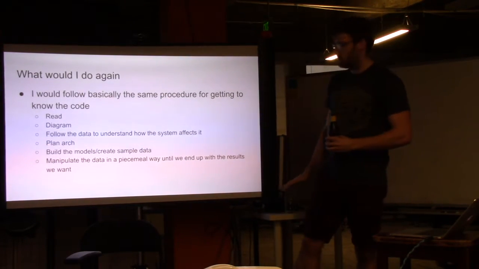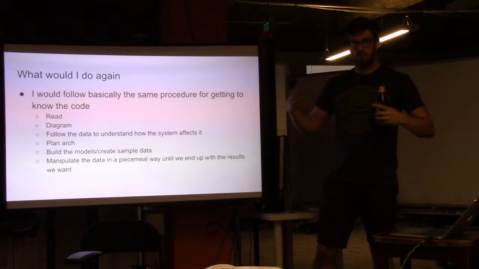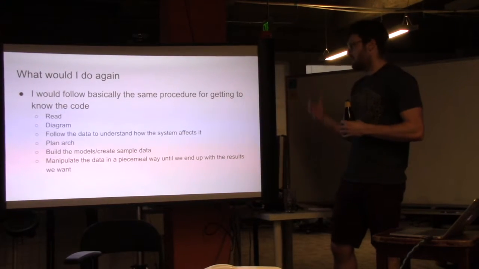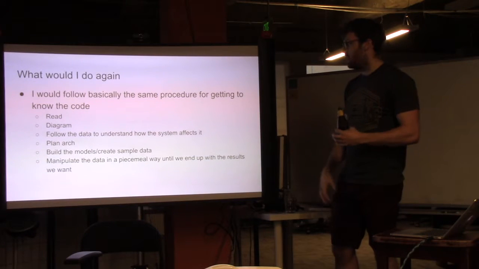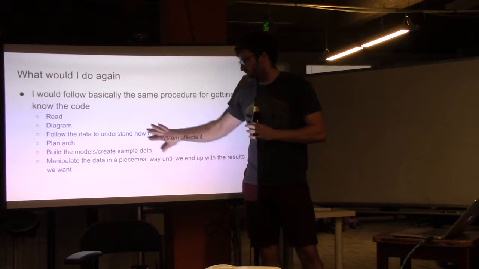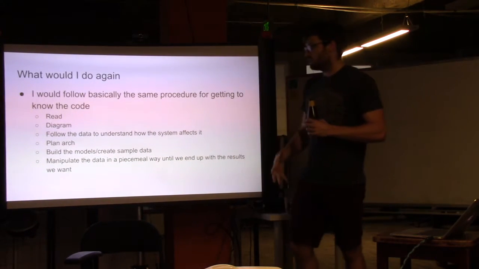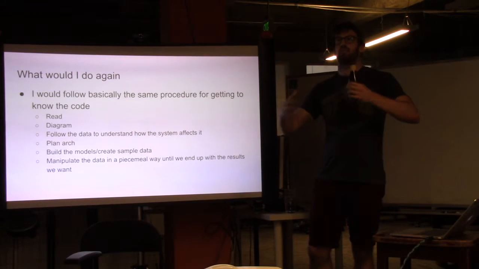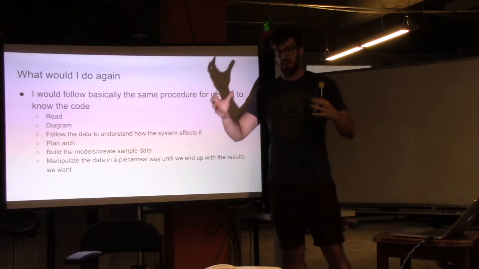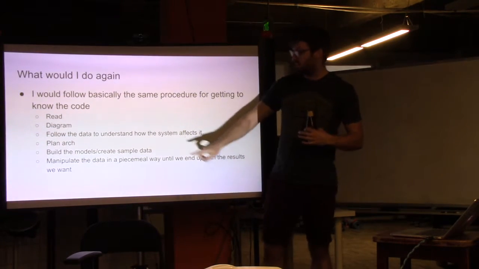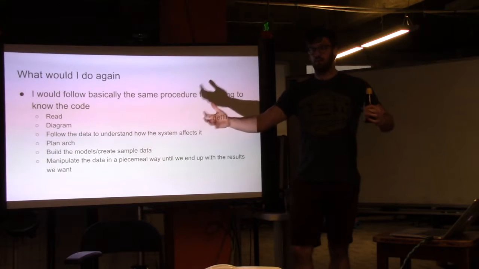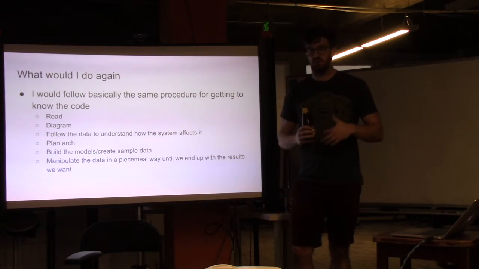For approaching these big problems, I would follow basically the same procedure for getting to know the code, which is: read, diagram, follow the data to understand how the system affects it, and plan the architecture. We did an arc review after I did these first three things to understand the system and diagram them out, which was super informative and helped clarify my thinking. Putting these things first also made it a lot easier for me to communicate the ideas in the arc review that I felt were necessary to get people to actually help me, because the system was not known by everybody involved.